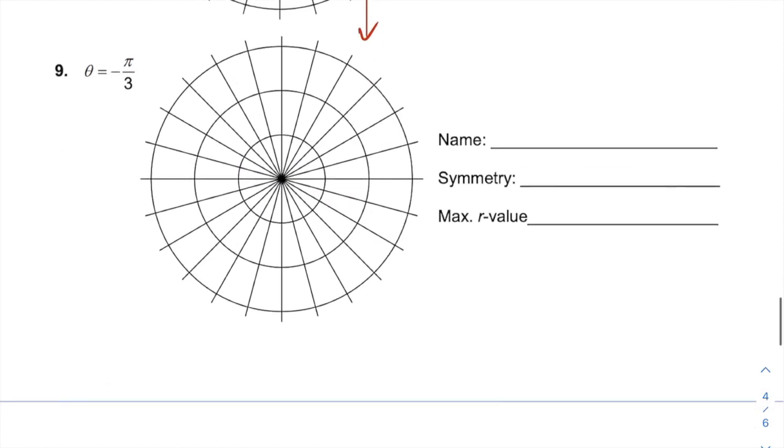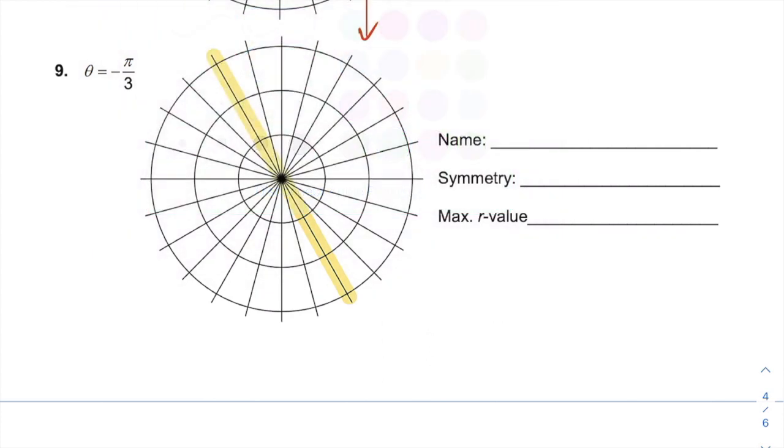What line represents, actually this was even negative pi over 3. What line represents negative pi over 3? We can even do this with the highlighter. So that's going to be, the negatives are going to be that line away. So negative pi over 3 is this guy right here. And then if I connect it all the way through, that would be this. And that is exactly how this works.